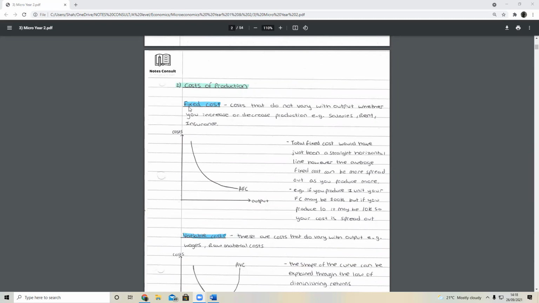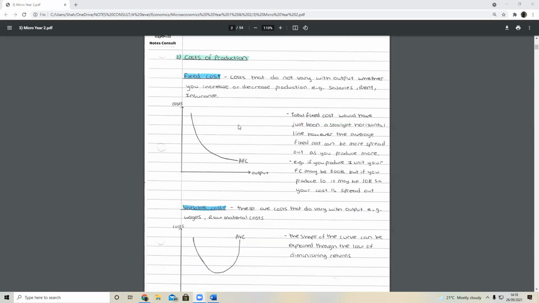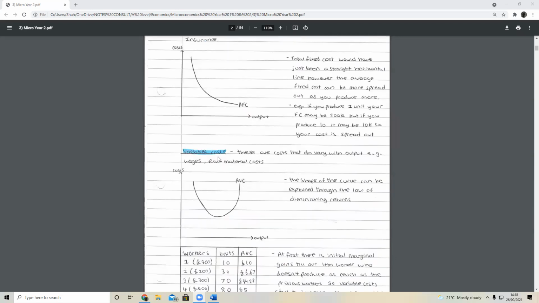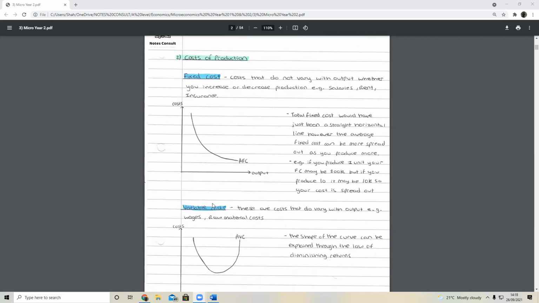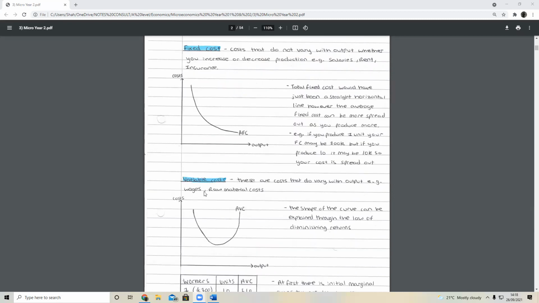So we all know what a fixed cost is. A fixed cost in economics is a cost that does not vary with output, whether you increase or decrease production. For example, salaries, rent, insurance. Even if you produce more of a good, it doesn't mean your salaries go up, doesn't mean your rent goes up. Fixed cost is a fixed cost. Whereas variable costs are costs that do vary with output. For example, wages, right? Raw material costs, these do vary with output.